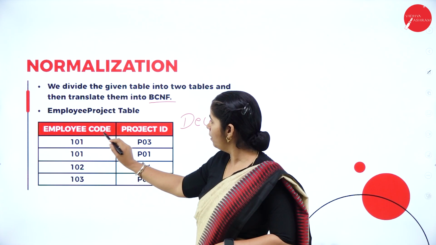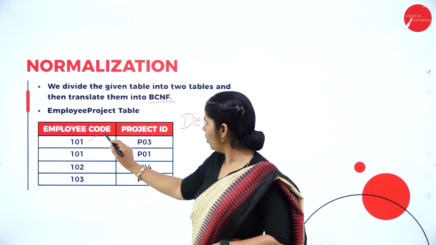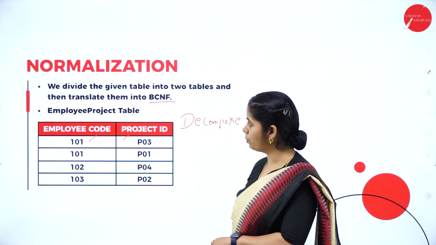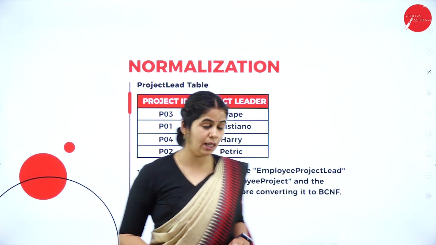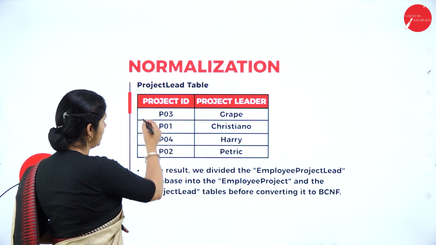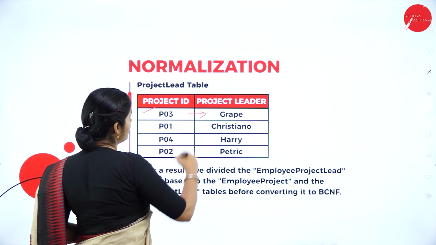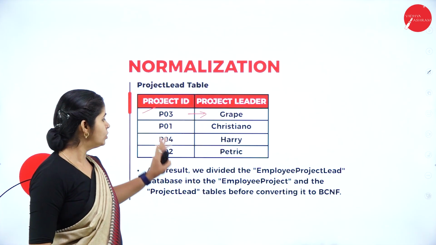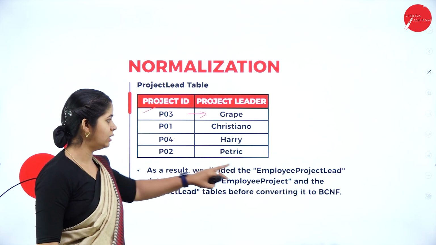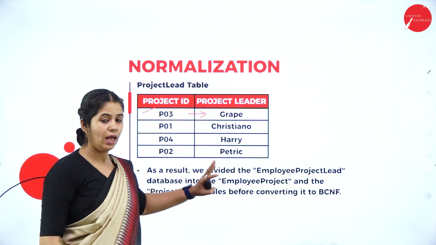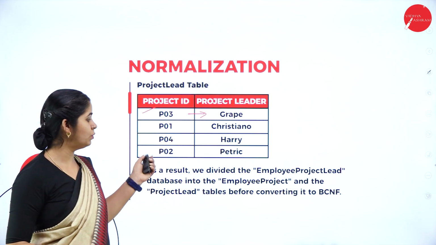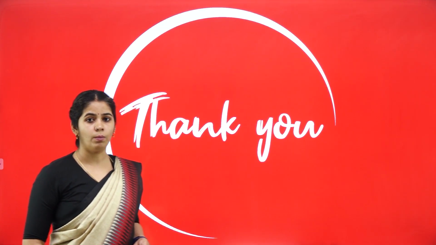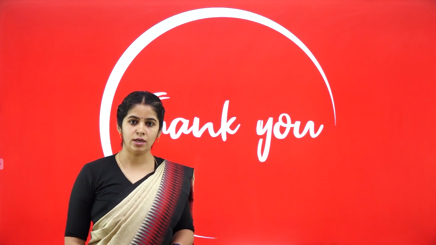In the employee project lead table, we have employee code and which project the employee is working on, and in the second table we have project ID and project lead, that is, which project is led by which employee. So here we are dividing that into an employee project and project lead table, two tables to make it BCNF. So this is all for the session. Thank you.